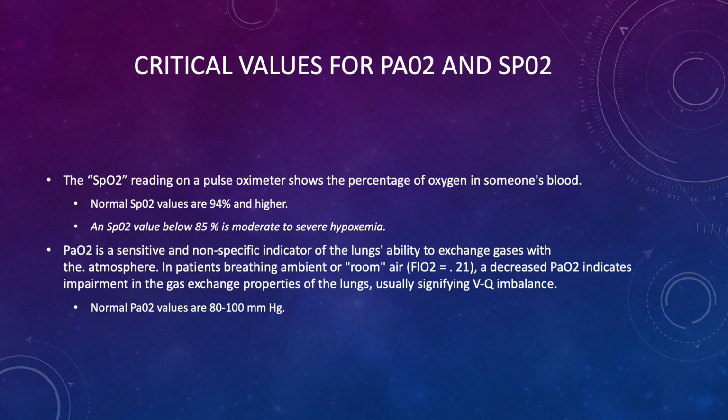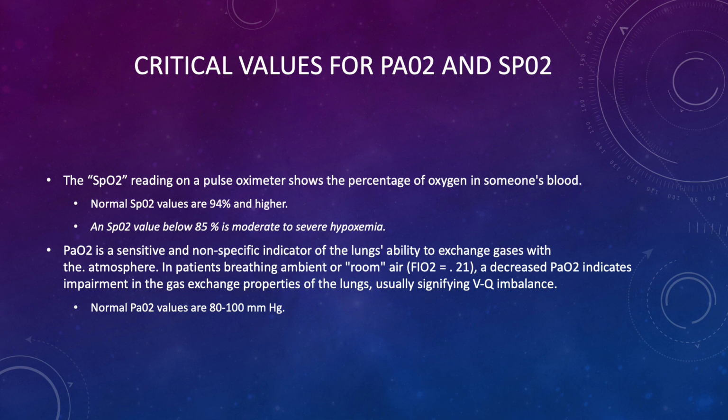What I will tell you is a decreased PaO2 indicates impairment in gas exchange, right? And this usually signifies what they call a VQ imbalance. So it's an imbalance in your ability to properly absorb what you need to absorb in order to get the oxygenation you need to maintain homeostasis, okay? What do you need to know about this? Normal PaO2 values are 80 to 100.